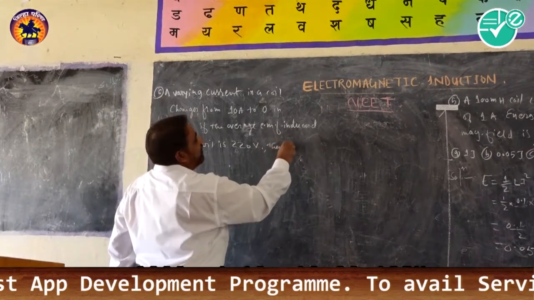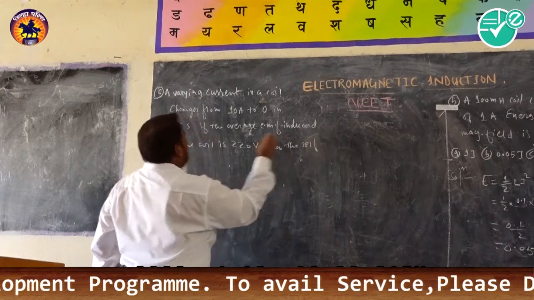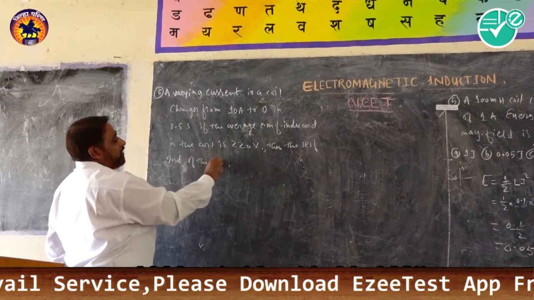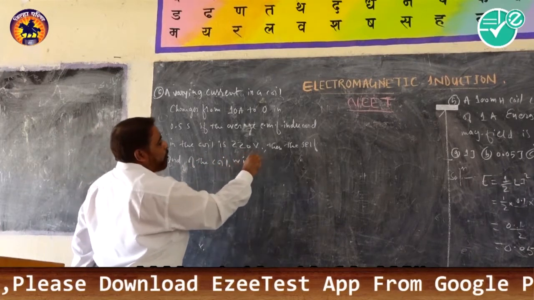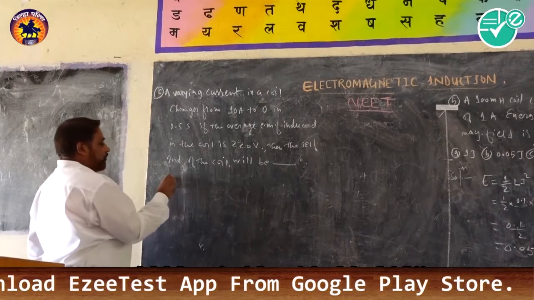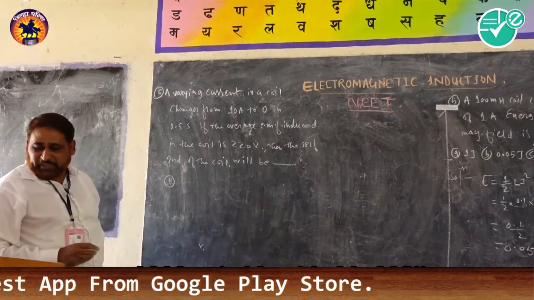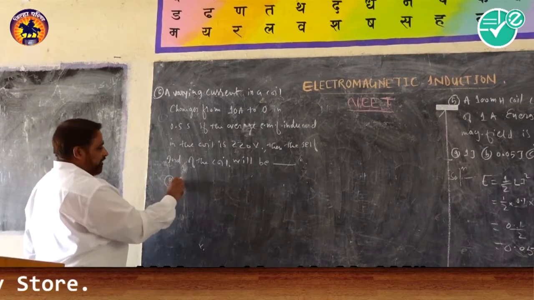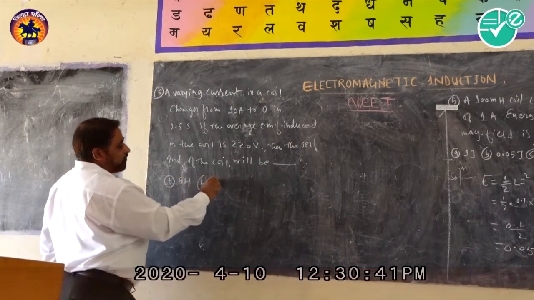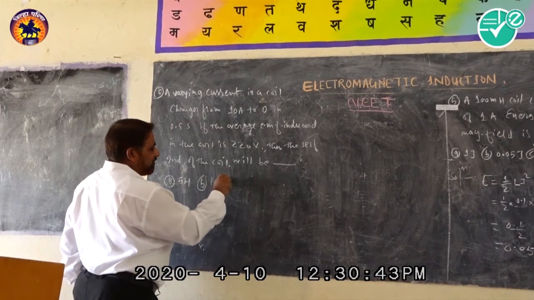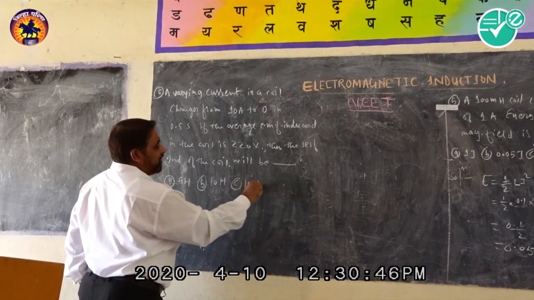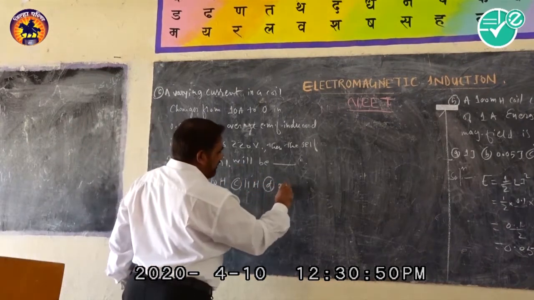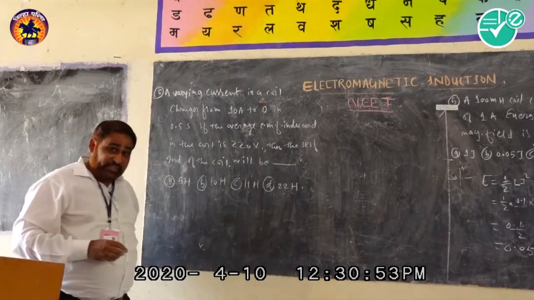The options are given here. Option A is 5 Henry, B is 10 Henry, C is 11 Henry, and the last option is 22 Henry. So what should be the correct answer? You can guess.